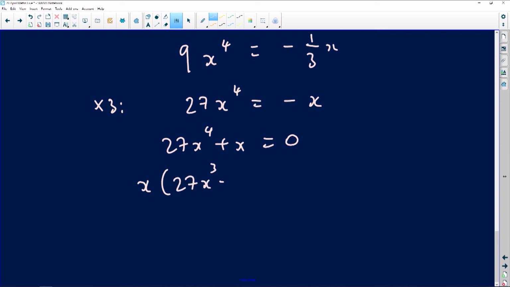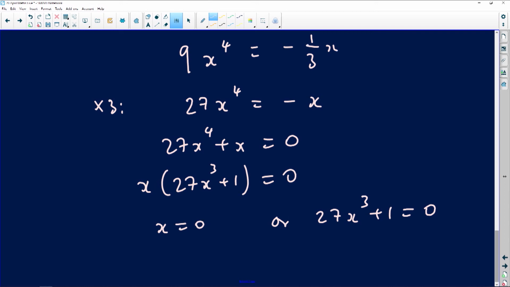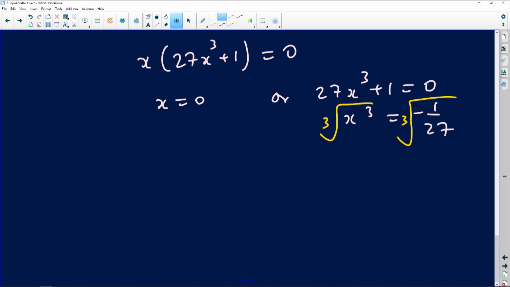You've got x times 27x cubed plus 1 equals 0, and then from here you say x is 0 or 27x cubed plus 1 equals 0, which you can then simplify by transposing. You'll get x cubed equals minus 1 over 27, when I take 1 to the right and divide both sides by 27. And you remove that 3 by taking the cube root. You take the cube root of this, you also take the cube root, beautiful people, of negative 1 over 27. And if your math helps you, or your calculator helps you, you're going to get a solution of negative 1 over 3.